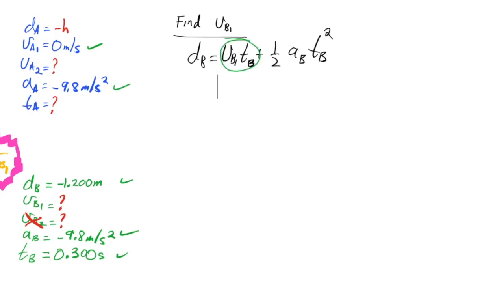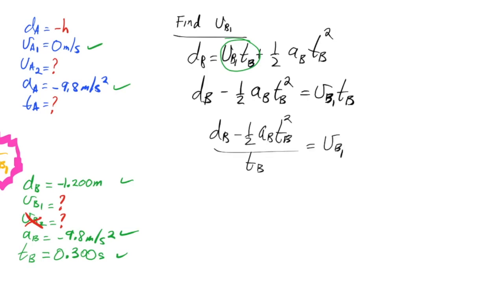All right, so that is our term of concern. We need to get VB1 by itself. So the first thing we have to do is isolate algebraically, using SAMDEB, bringing that second term over to the left-hand side. And then finally, we're going to isolate for VB1 by dividing both sides by TB. All right, so now we can substitute in.